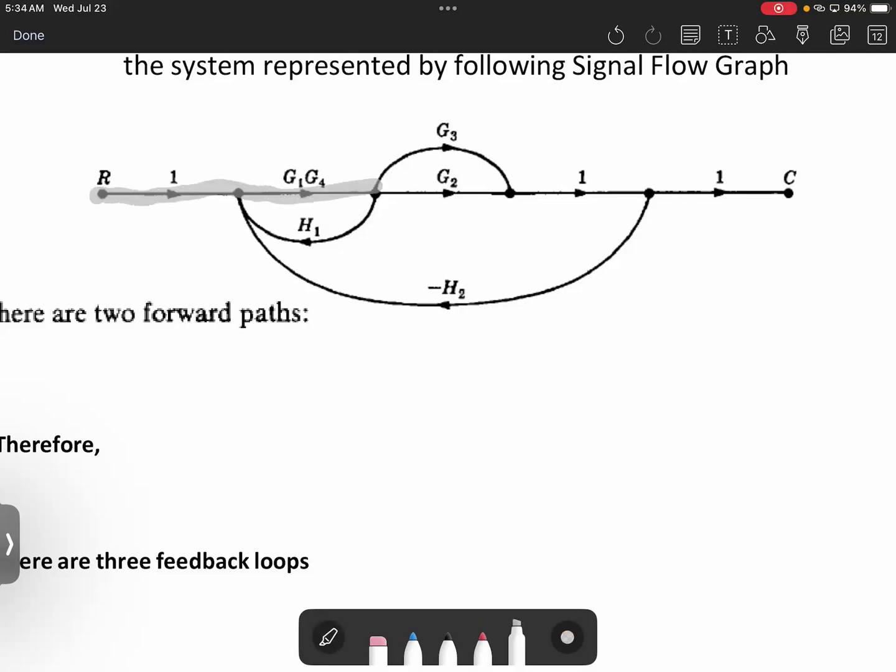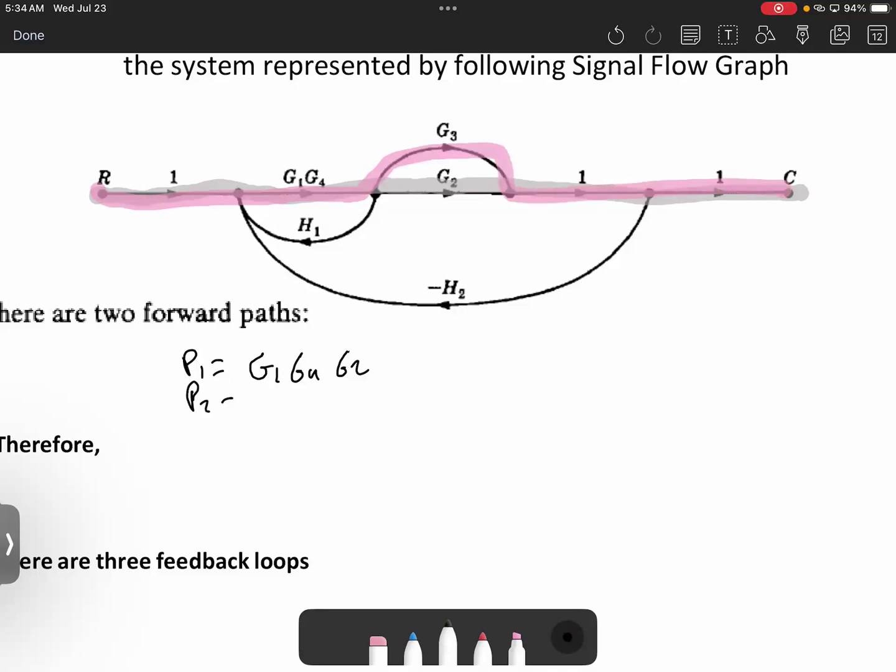R1. Move forward to C, right? So this is path number 1. So I would say path number 1 gain equals what? G1, G4, G2, right? Is there any other possibilities for paths? Right? So we will say path 2 will be G1, G4, G3, okay? Is there another path? No more. Okay, that's it. How about the loops?